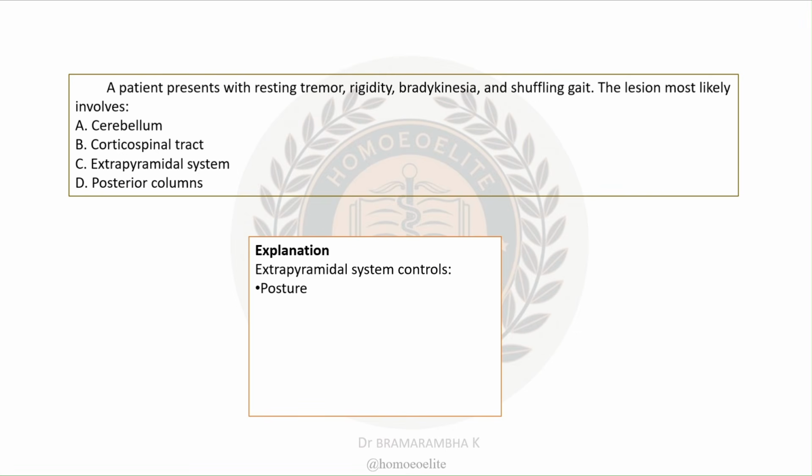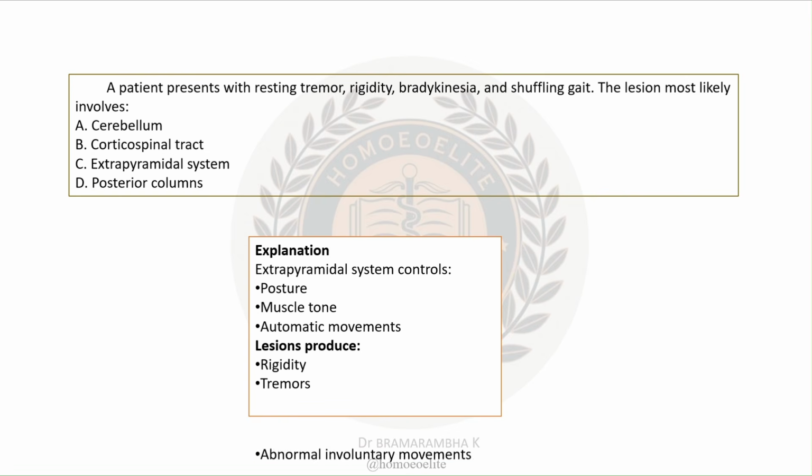The extrapyramidal system controls posture, muscle tone and automatic movements. So any lesion here produces rigidity, tremors and abnormal involuntary movements. A few of these things we have already discussed: a lesion in a particular part of the brain causes what kind of symptoms. This will help you in solving this MCQ.